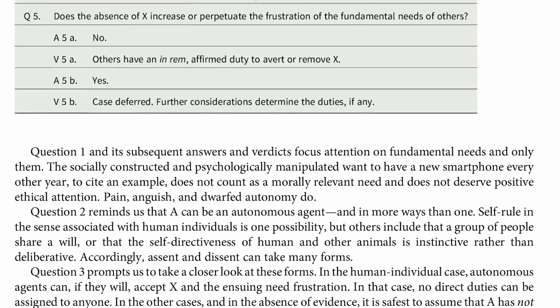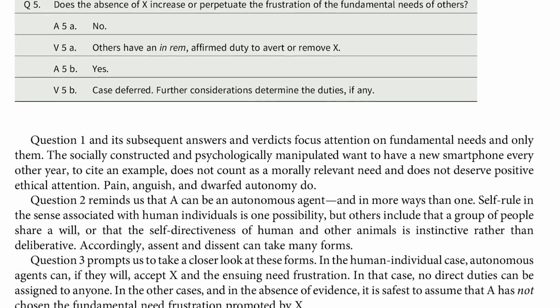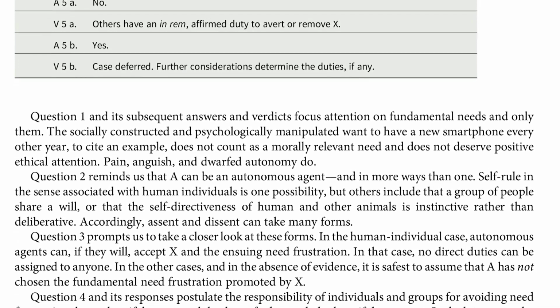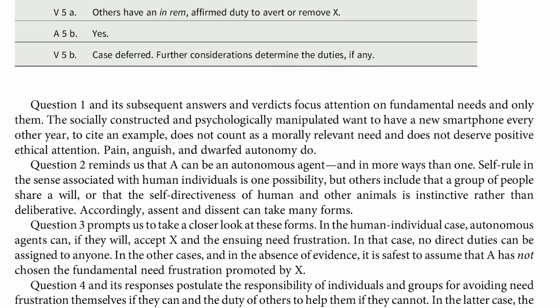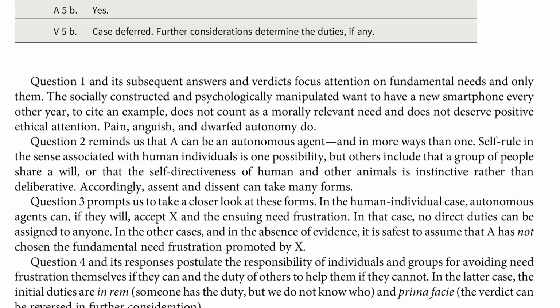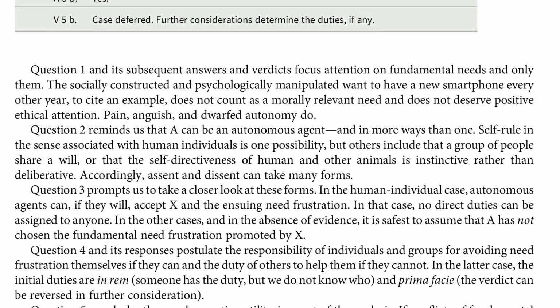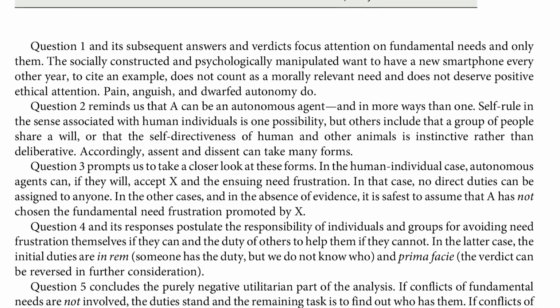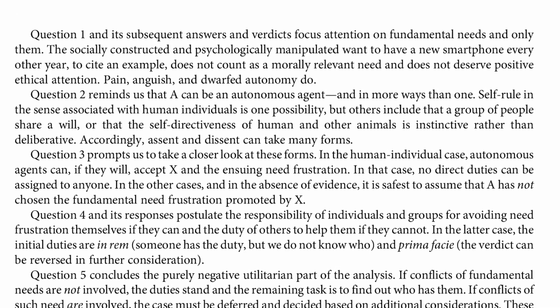Question 2 reminds us that A can be an autonomous agent and in more ways than one. Self-rule in the sense associated with human individuals is one possibility, but others include that a group of people share a will, or that the self-directiveness of human and other animals is instinctive rather than deliberative. Accordingly, assent and dissent can take many forms. Question 3 prompts us to take a closer look at these forms.